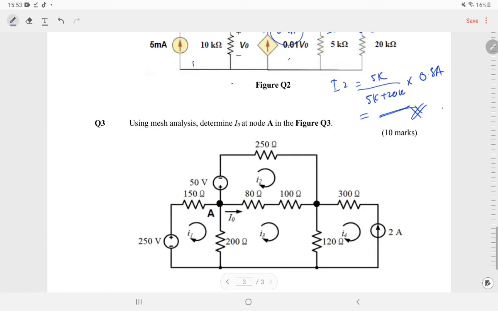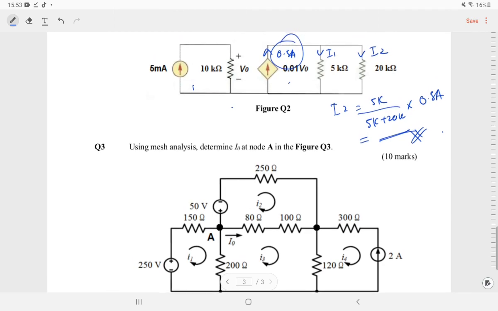Okay, so this is mesh analysis. So I will not discuss about this because mesh analysis is not covered in your test. Okay, so that's all. Okay, so the rest I think I will share later.